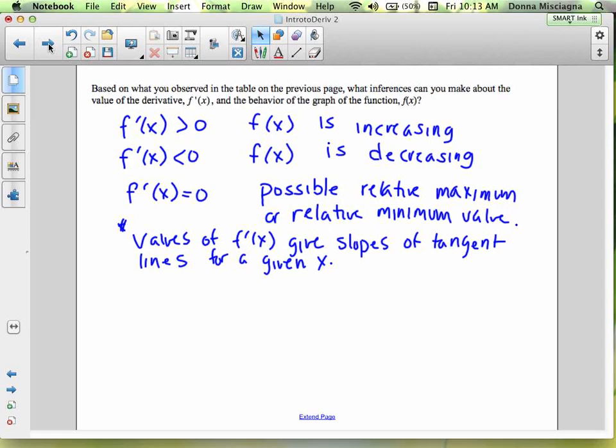So when f prime of x is greater than 0, f of x is increasing. We already wrote this in pretty much, but if there's some space here, you might want to just write it again to make sure it's clear. Where f prime of x is less than 0, f of x is decreasing. Where f prime of x is 0, it is a possible relative maximum or relative minimum value. So the values of f prime of x give slopes of the tangent line for a given x. That is a key idea, a big key idea.